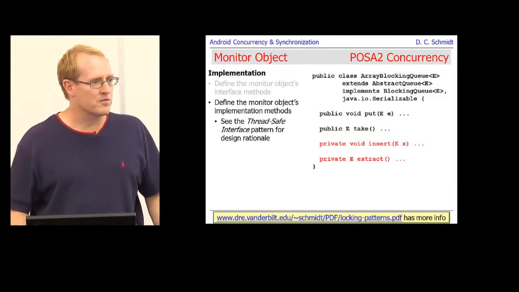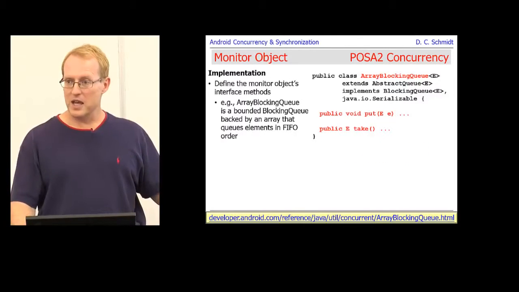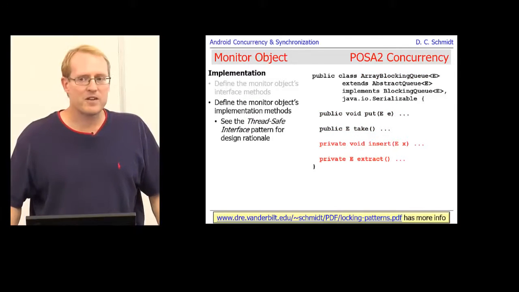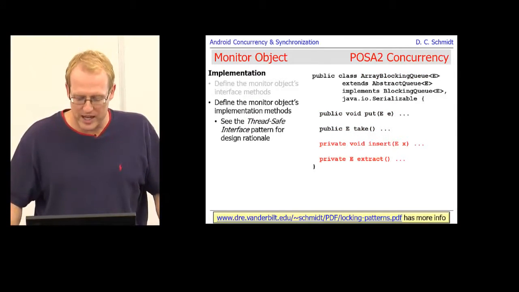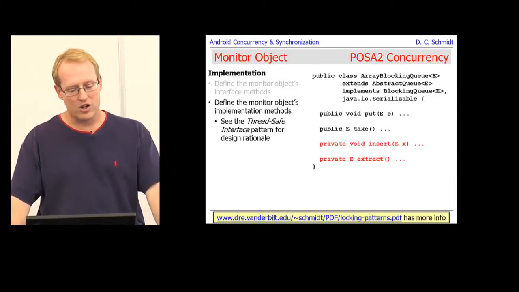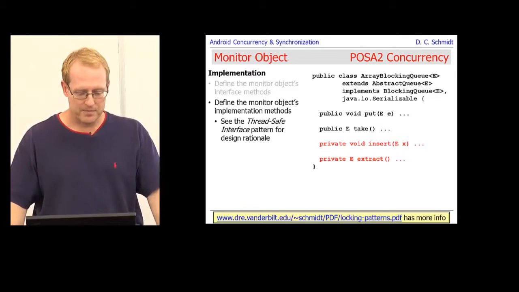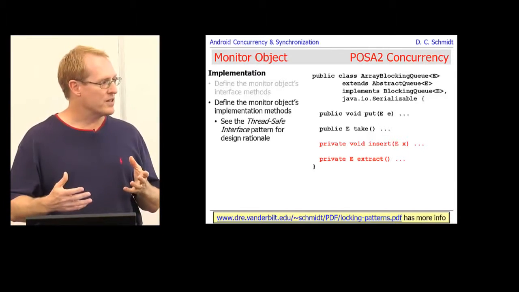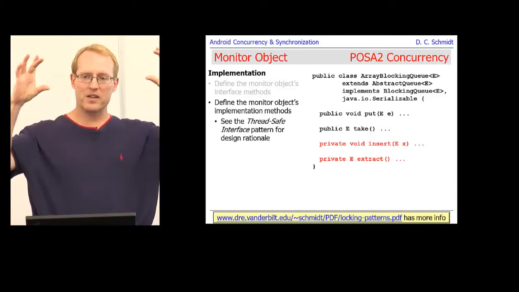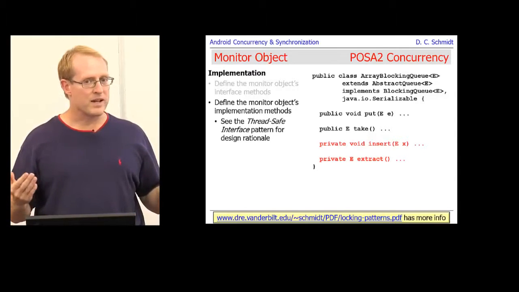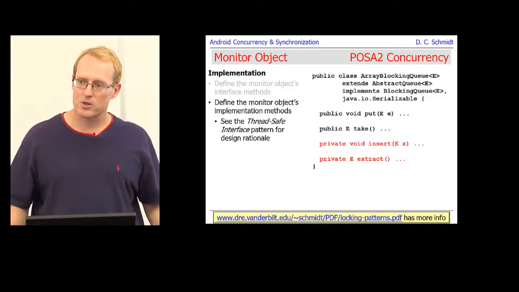So the first thing you do is define the interface methods, put and take, just like our example before, except they're generic. The next thing we do is we define our implementation methods, which in the case of the array blocking queue are called insert and extract. And we're going to look at these in more detail in a second. This particular way of doing things, having interface methods and implementation methods that are private, is something that's called the thread-safe interface pattern.